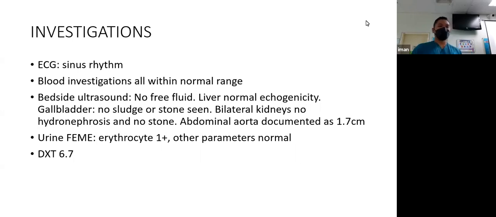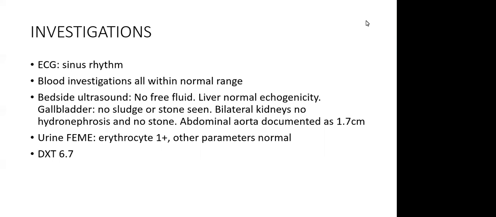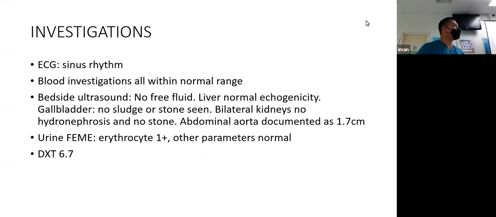So we ask the staff to do an ECG, and the houseman's blood. ECG shows sinus rhythm, blood investigations all within normal range. So we are more baffled. We proceed with bedside ultrasound: no free fluid, liver normal echogenicity, gallbladder no sludge, no stone, kidneys all normal, abdominal aorta documented as 1.7 cm. We also take urine FEME: erythrocytes 1+, other parameters normal.